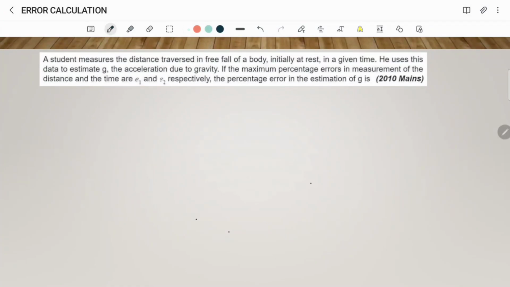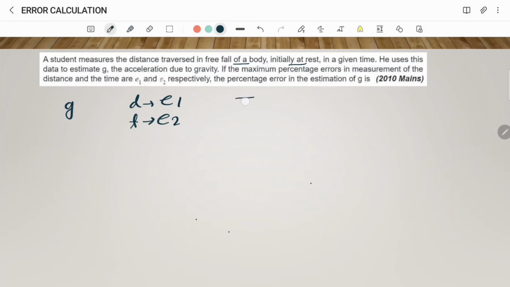This is another type of question that may be asked in the examination. Here they have given that a student measures the distance traversed in free fall of a body. It was initially at rest. He uses the data to estimate g, the acceleration due to gravity. If the maximum percentage error in the measurement of the distance is E1 and that in the measurement of time is E2, then what will be the percentage error in the measurement of g?